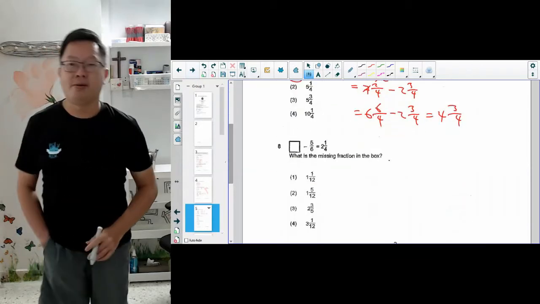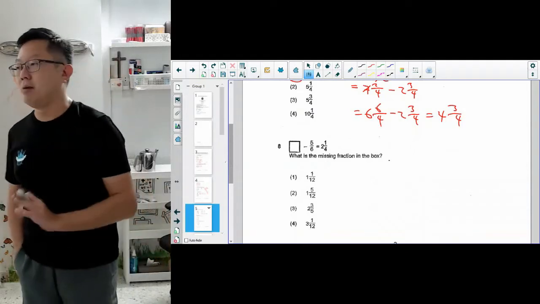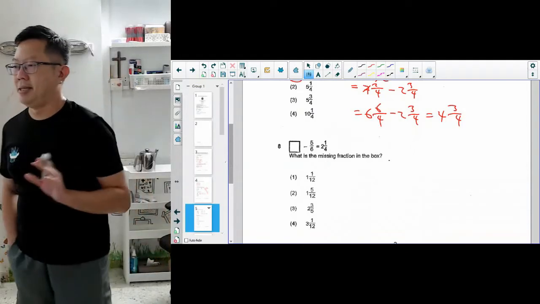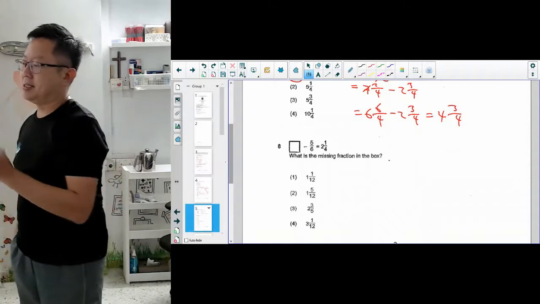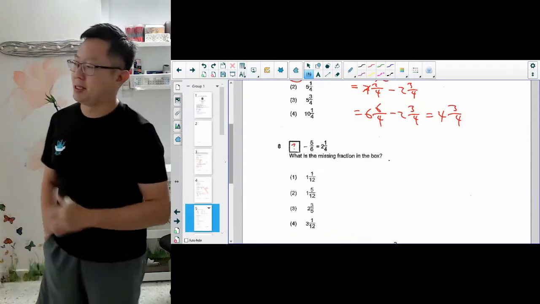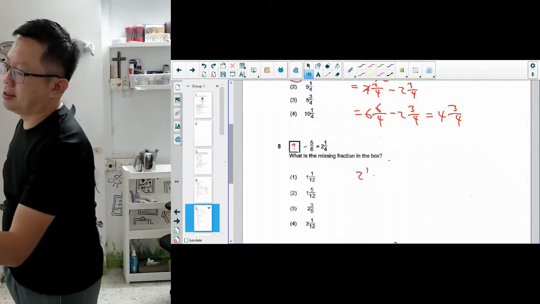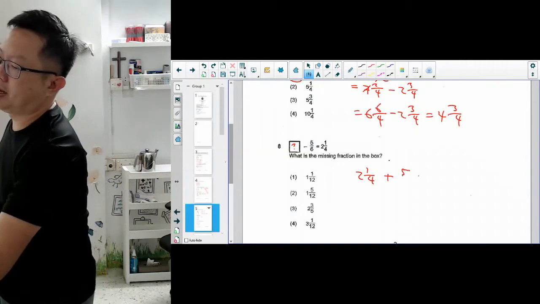Okay, question number 8. Working backwards. Right? How do you get the answer, the blank box? You work backwards. So when you work backwards, the minus become plus. So every time you see a sentence like this, and the front box is missing, or the front box is empty, then you must remember to work backwards. So you take 2 1/4, and the minus become plus 5 over 6.